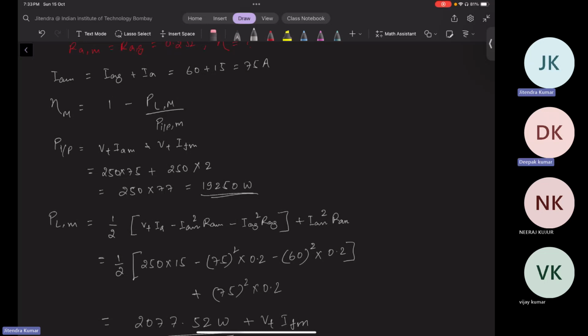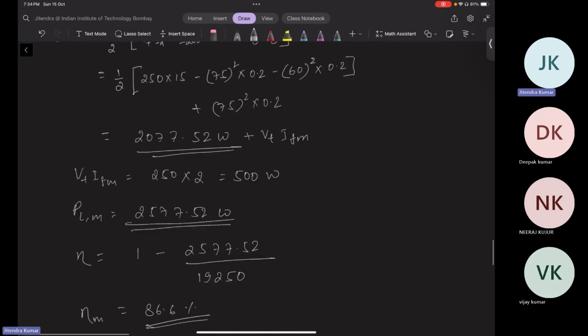Sir, from this test, we can calculate efficiency and losses for both the machines without any big practical losses like power consumptions? Yeah, yeah, yeah. You can calculate.